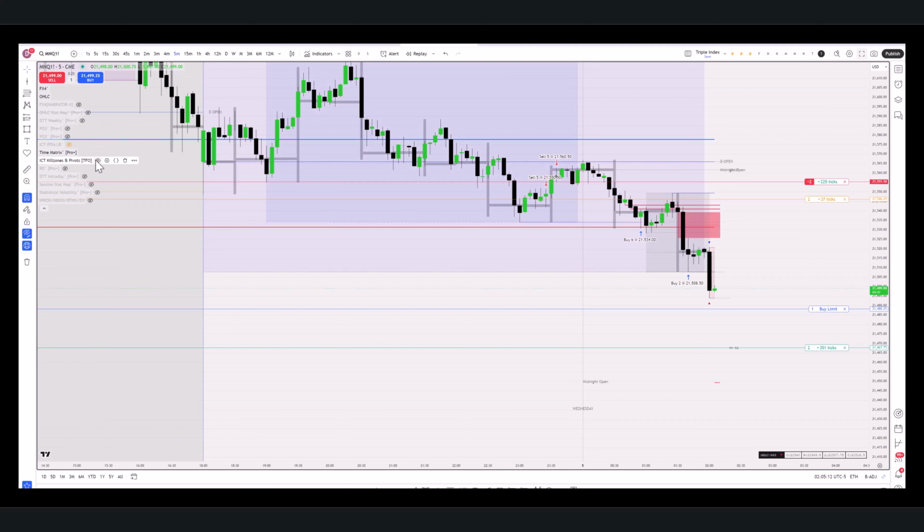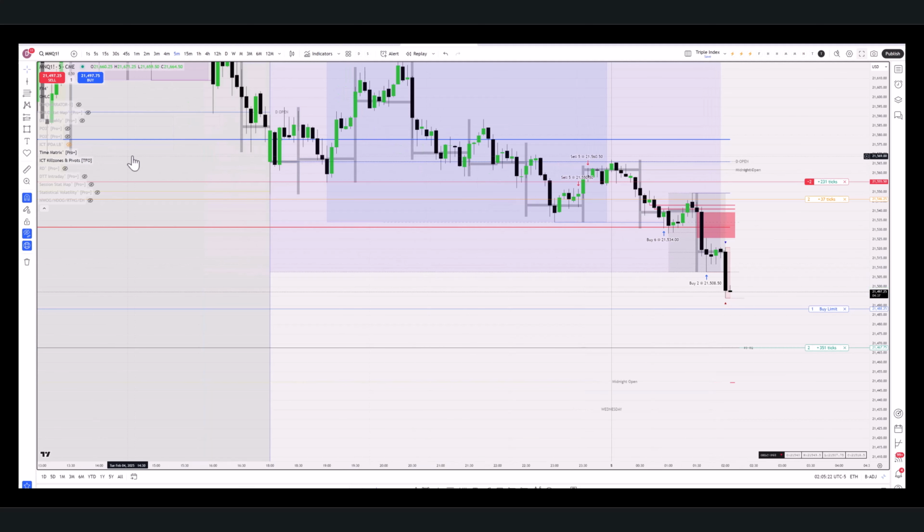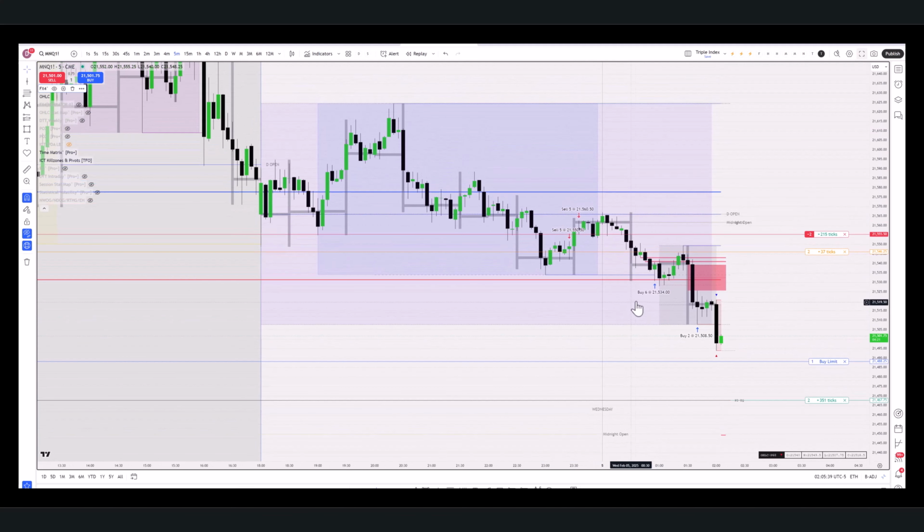See, now we're in London. The one thing I do like about this one is it does show some of the other session liquidity you sometimes miss out on. Like the Asia low. Look, I took out the Asia low. I didn't even realize it. Lots of different ways to read price when they all play together.